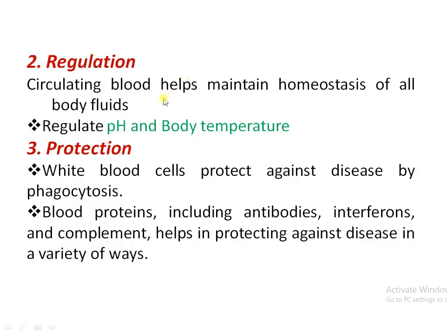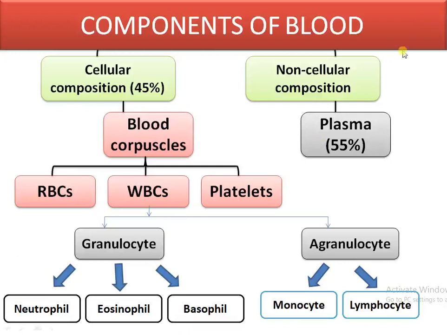Protection. Main component of blood is WBCs, that is white blood cells, which protect against disease by phagocytosis. Phagocytosis is the process of engulfing or eating. Blood proteins present in plasma, including antibodies, interferons and complements, helps in protecting against disease in a wide variety of ways. So what are components of blood?